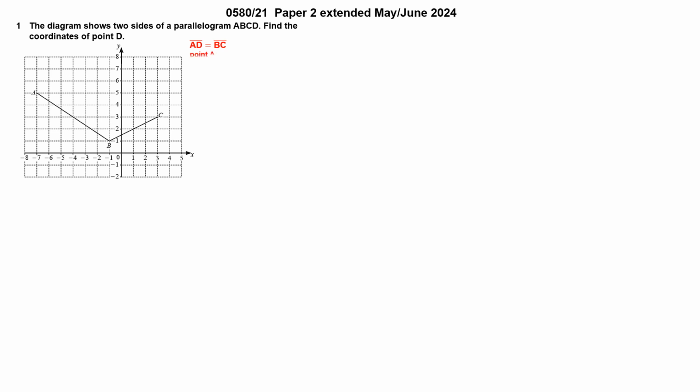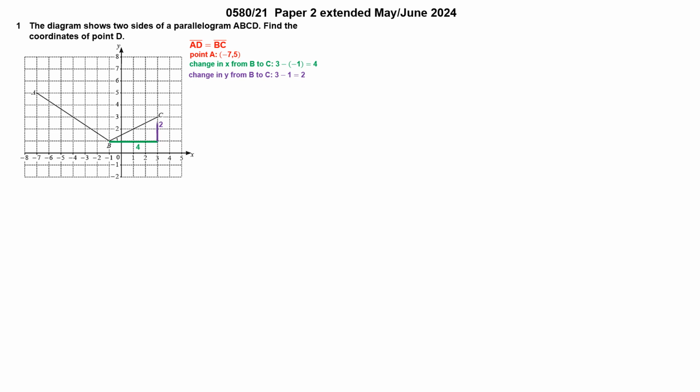This means that the changes in the x and y coordinates from point B to point C must be the same as the changes in the x and y coordinates from point A to point D. First, you calculate the changes in the x and y coordinates from point B to point C. The x coordinate changes from -1 to 3, resulting in a change of 4. For the y coordinate, it changes from 1 to 3, leading to a change of 2.